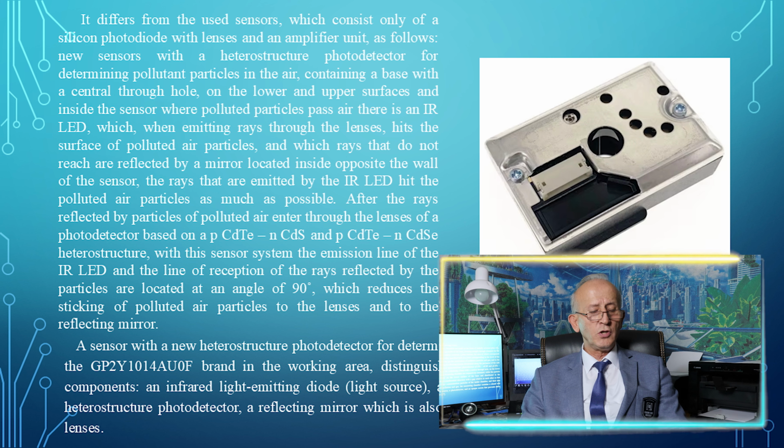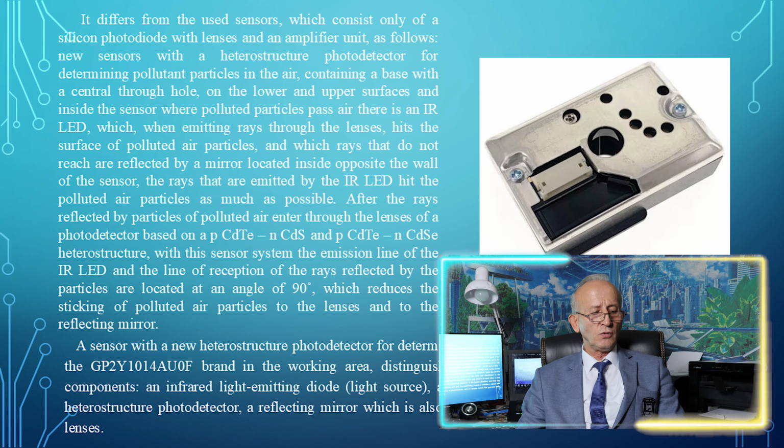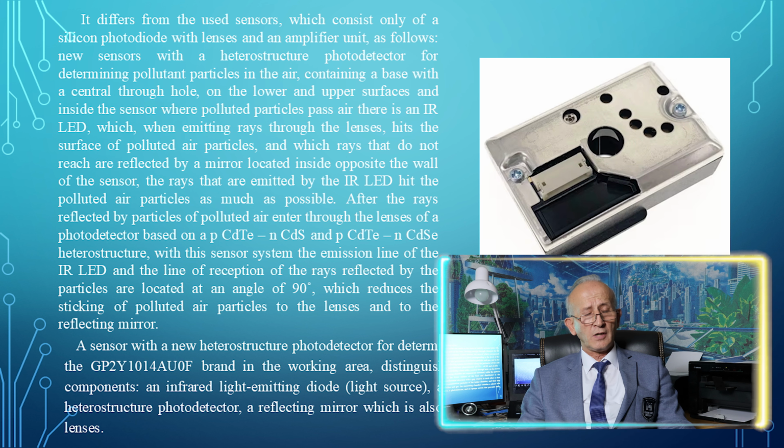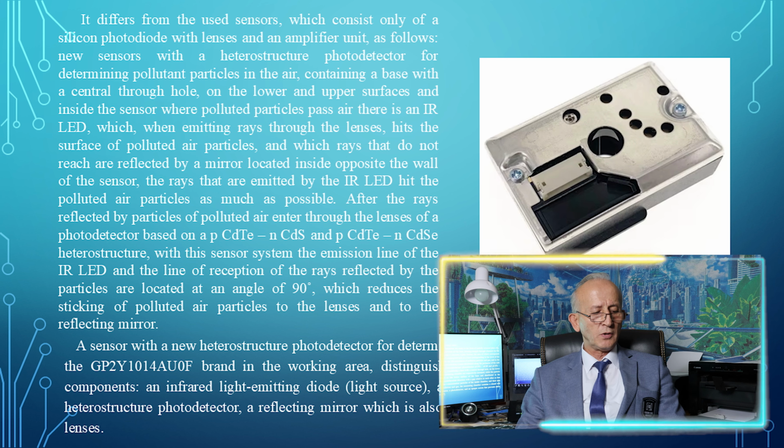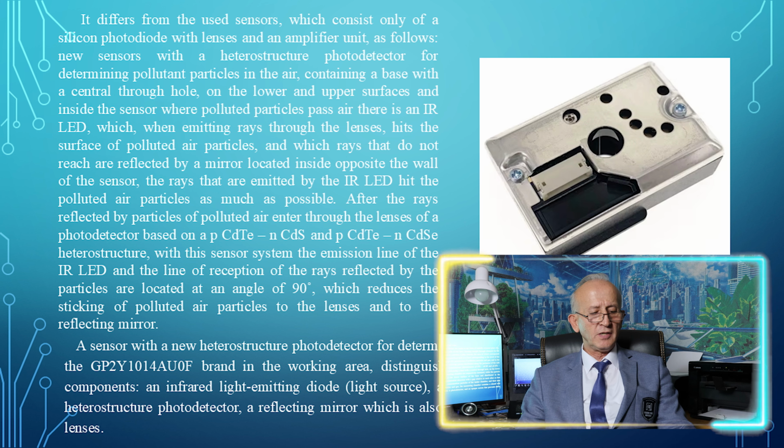After the rays reflected by particles of polluted air enter through the lenses, they reach a photodetector based on a p-type cadmium telluride to n-type cadmium sulfide heterostructure. In the sensor system, the emission line of the IR LED and the line of reception of the rays reflected by the particles are located at an angle of 19 degrees, which reduces the sticking of polluted air particles to the lenses and to the reflecting mirror.